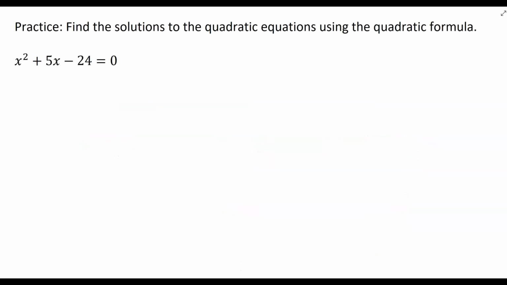Let's take a look at a second one, and I'm going to ask you to write down the equation, pause the video, and see if you can solve it. First, I will give you the quadratic formula. x equals minus b plus or minus the square root of b squared minus 4ac, all over 2a. All right, so there it is. Pause the video and find the two solutions for this quadratic equation.